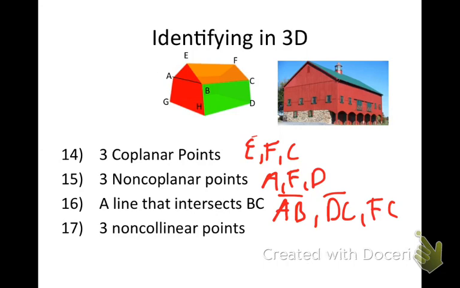And last but not least, number 17, three non-collinear points. Becca, give me three non-collinear points. D, G, and E. Is that what you said? Yeah. Great. Those are three non-collinear points. Good work.